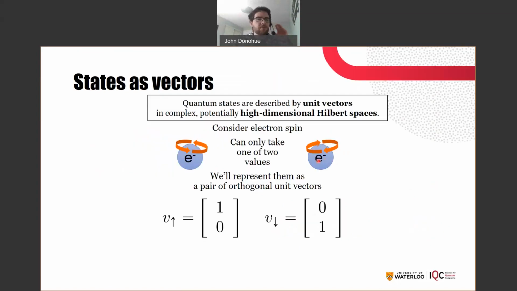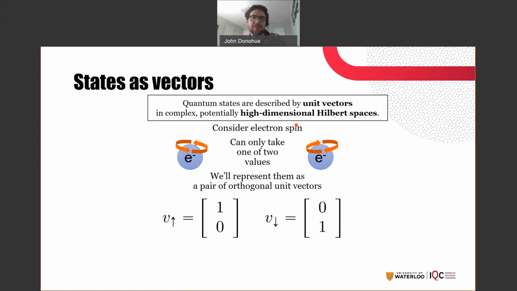All right, for the rest of this talk, we're not going to really be thinking about anything physical anymore. We're going to be thinking about these in the abstract. We're going to be thinking about states as vectors, really. So quantum states are described by unit vectors in complex, potentially high-dimensional Hilbert spaces. Don't worry too much about what Hilbert space is, the complexity of it for the moment. The important thing I want to talk about right now is these unit vectors.